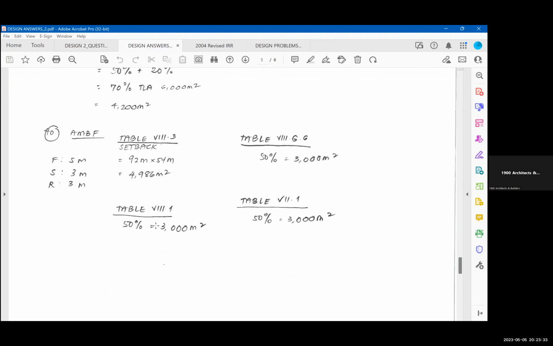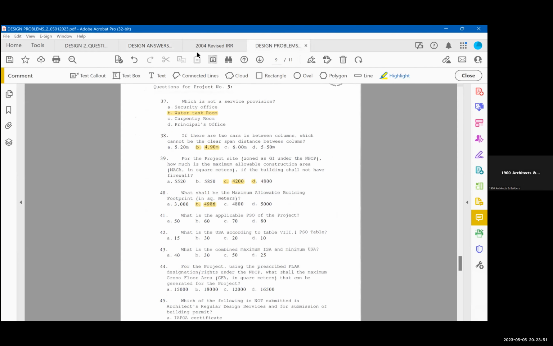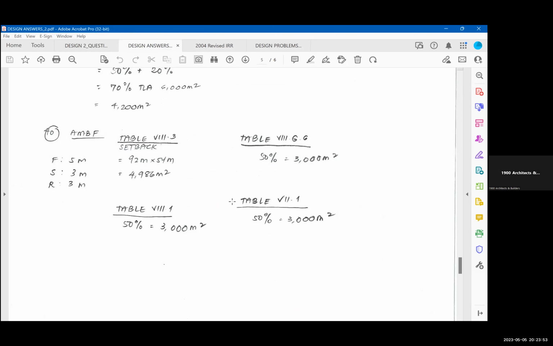Actually, pwede din 3,000. Okay, so pag kinuha natin yung setback, makukuha natin yung AMBF niya, which is 92 by 54, which is 4,986. Kaya ang sagot is letter B here. Okay. So, ito, yung computation na to is also correct if pa-follow natin sa table 8.1.